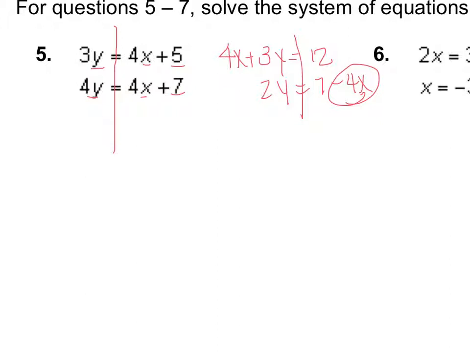I need to eliminate something. The x's are going to be the best thing to eliminate because they both have 4x, but I need one of them to be negative. So to make the bottom one negative, I have to switch all the signs in the bottom row. So when I combine, 3y minus 4y is negative 1y. 4x minus 4x, those are going to cancel. 5 minus 7 is negative 2. And then dividing both sides by negative 1, I get that y equals positive 2.